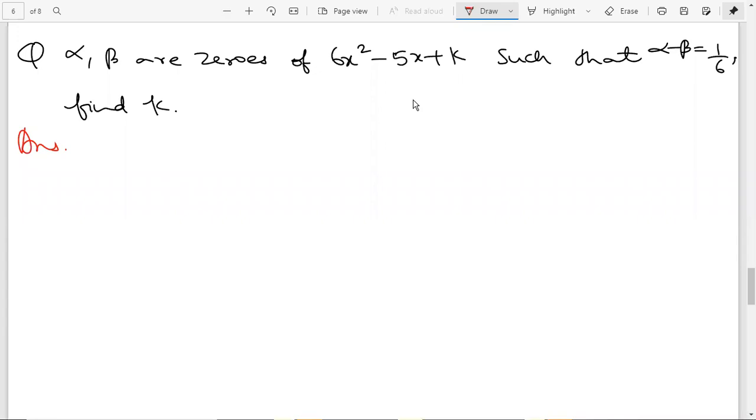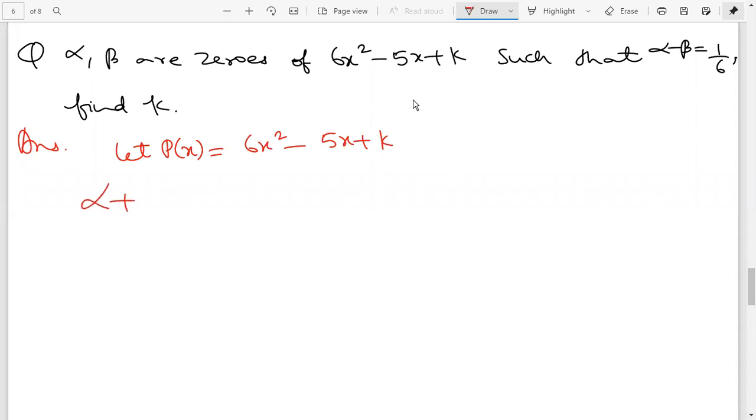See, so the given polynomial is degree 2, 6x square minus 5x plus k, and the zeros are alpha and beta. So we know alpha plus beta will be equal to the sum of roots, that is equal to minus b by a. So if we compare with the standard equation, b will be minus 5. So minus of minus 5 by a, which is 6. So basically 5 by 6.